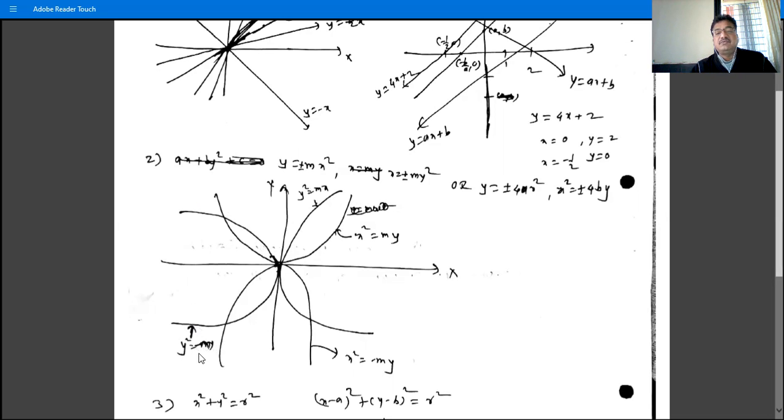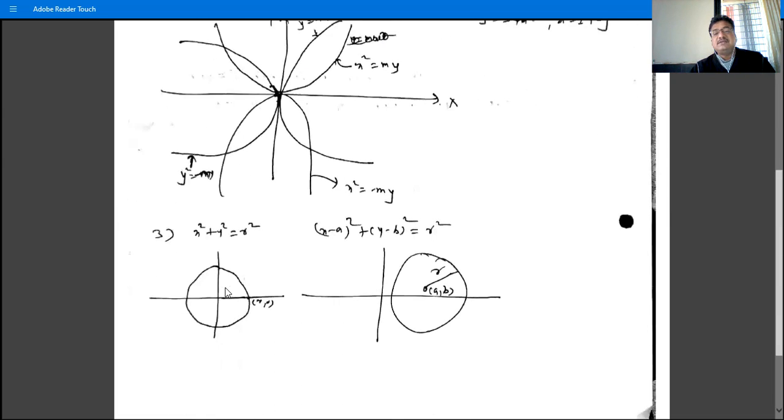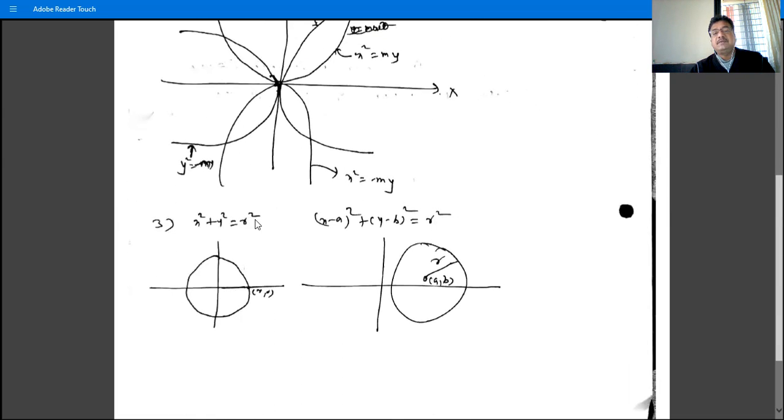y square is equal to mx. So this is the equation of circle: x square plus y square is equal to r square, having center 0, 0. And if the center is (a, b), that is, the center is not 0, 0, then the equation is of this form: (x minus a) whole square plus (y minus b) whole square is equal to r square.